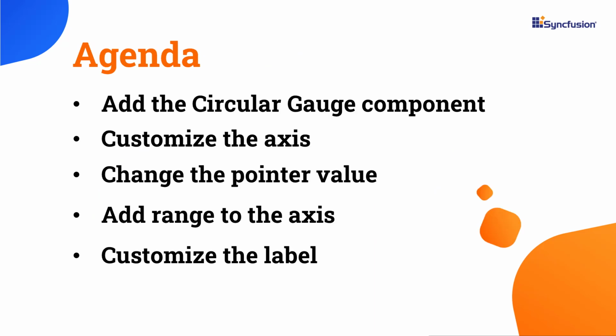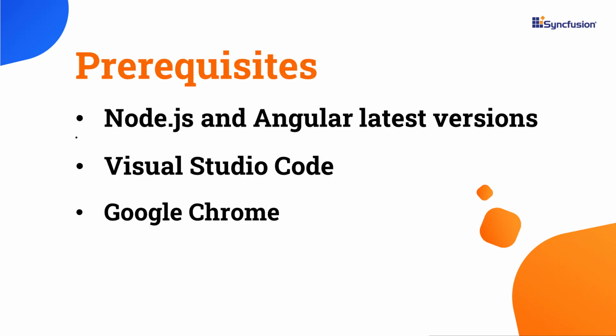In this video, I'll show how to create an Angular app and add the Syncfusion Angular Circular Gauge component. I'll also show you how to change the axis pointer value, start and end angles, axis radius, start and end ranges, and labels. Let's start with the application creation process.